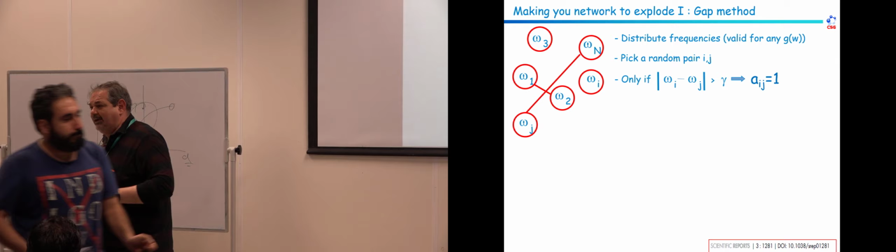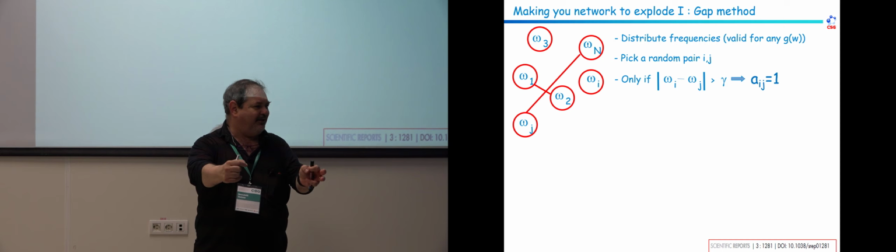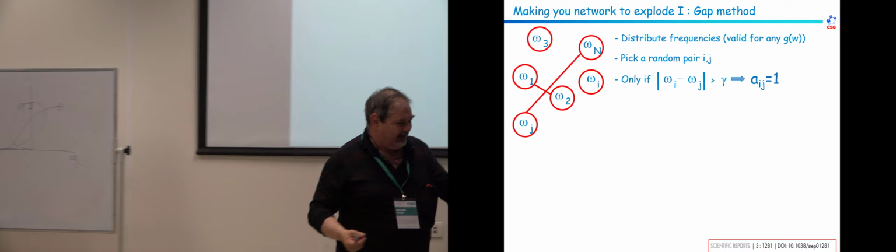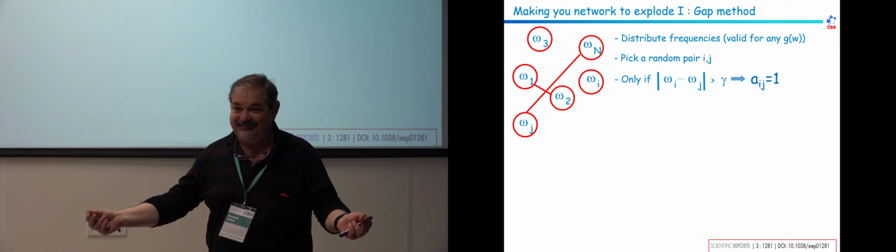If this frequency difference is larger than a given threshold, I put a link. Otherwise, I don't. So basically what I do here, I construct a network in which there are never connections between two close-by oscillators in frequency. So I avoid the formation of this microcluster. Remember that the microcluster happens when two units are very close in frequency. There will be units very close in frequency, but they will never be coupled.